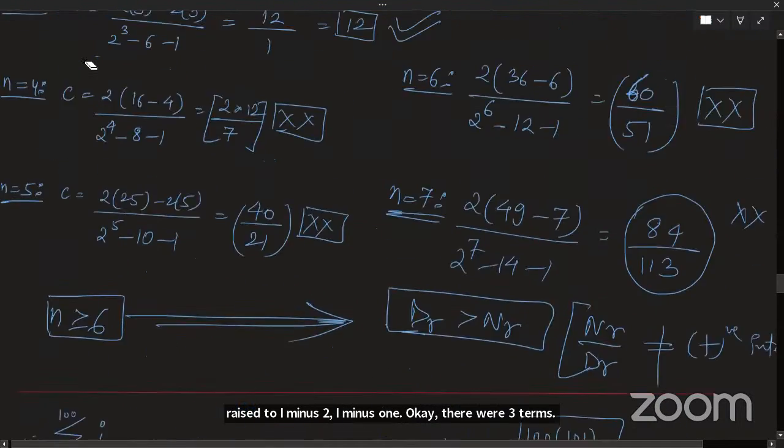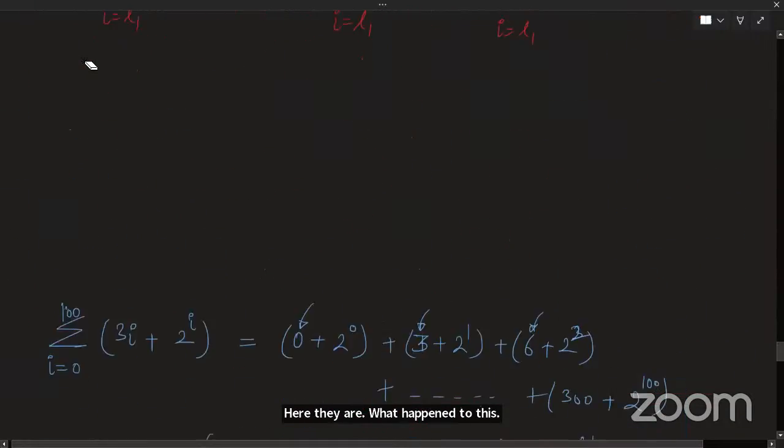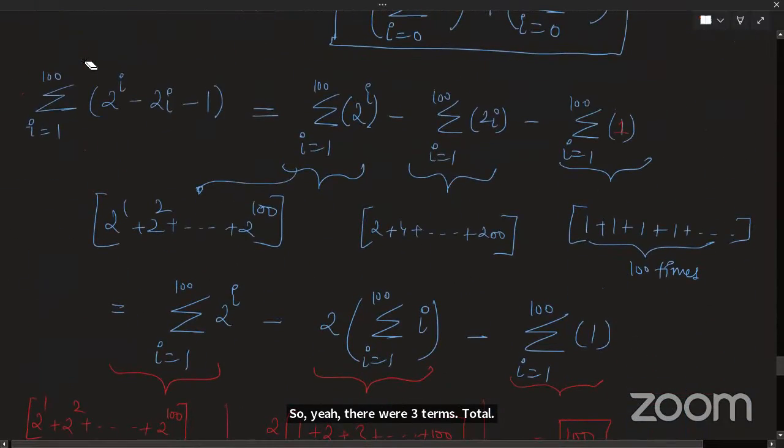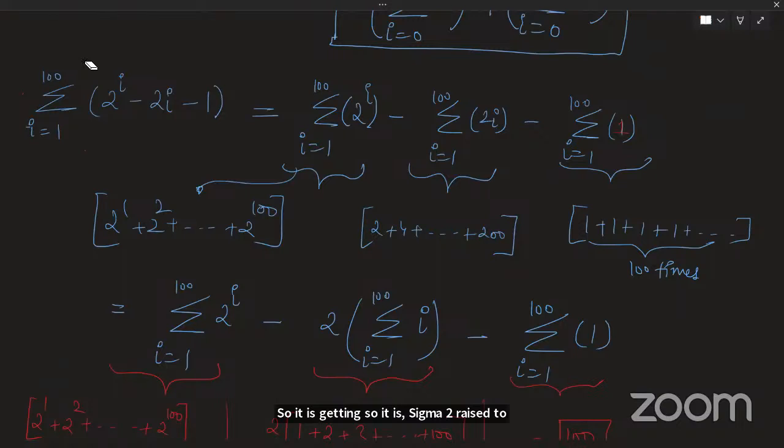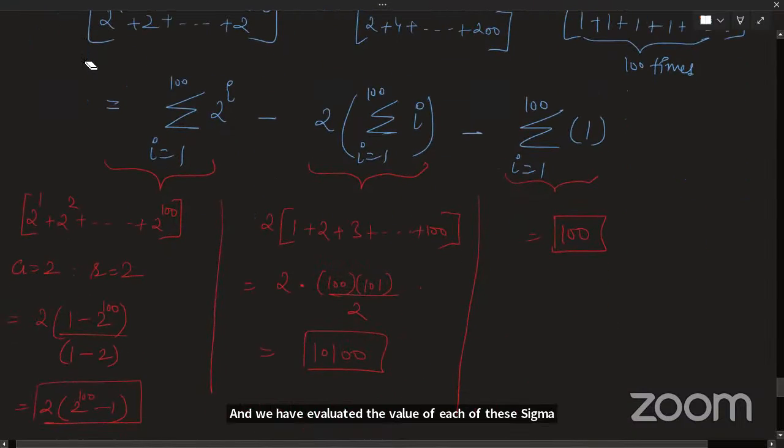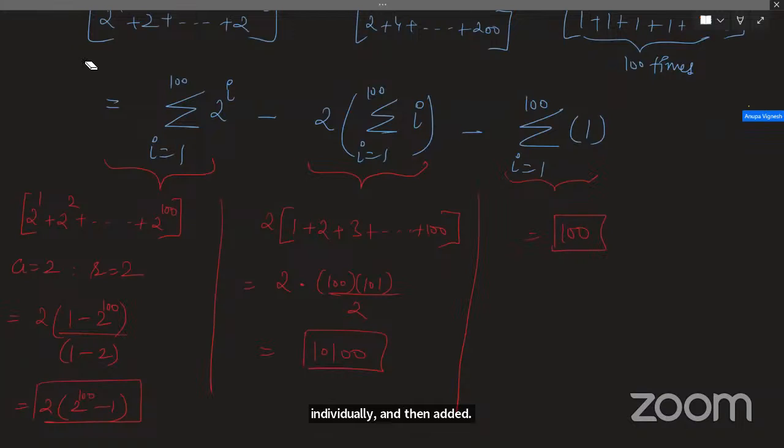You had three terms: 2 raised to I, minus 2I, minus 1. There were three terms total. So it is getting splitted. It is sigma 2 raised to I minus sigma 2I minus sigma 1. And we have evaluated the value of each of these sigma individually and then added it. Fine?